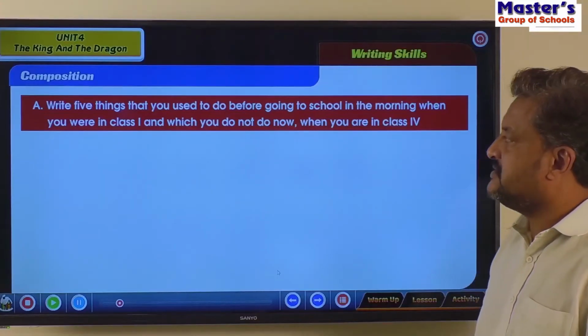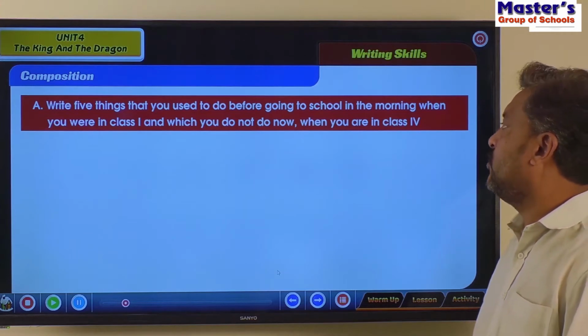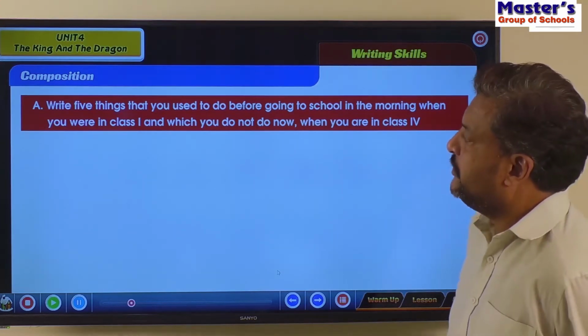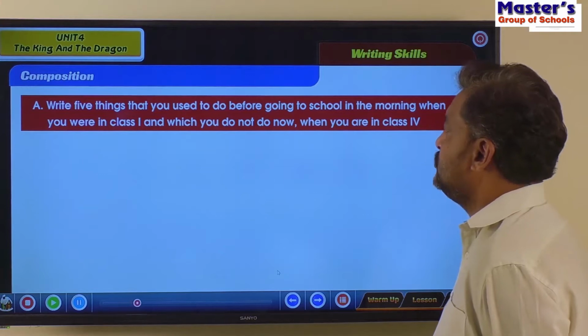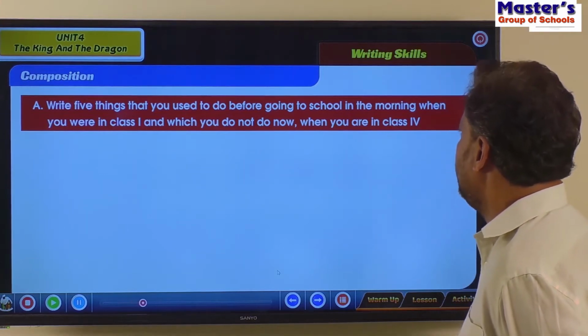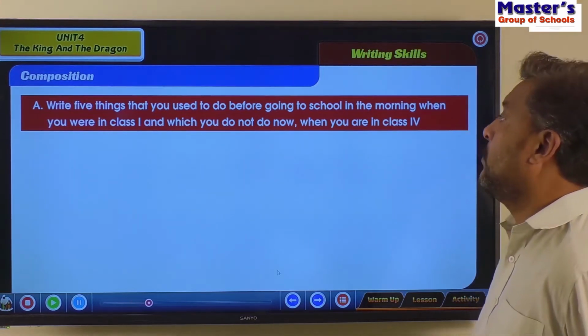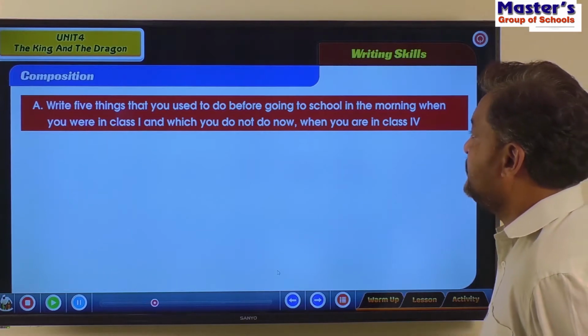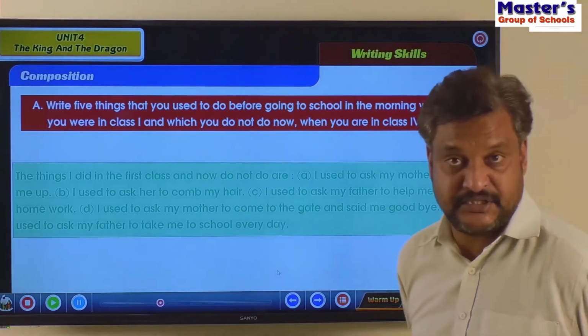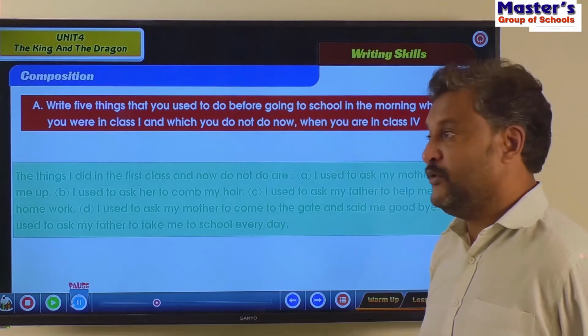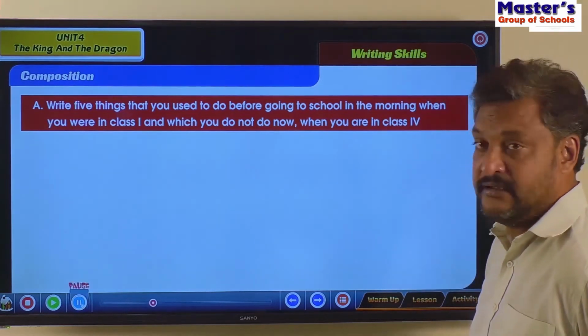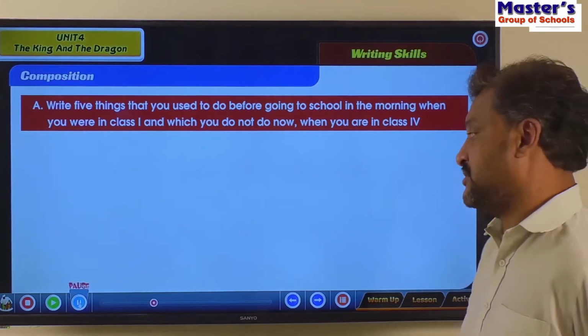Write 5 things that you used to do before going to school in the morning when you were in class 1 and which you do not do now when you are in class 4. So you need to write 5 things which you used to do last year before you go into the class. Now you are in 4th grade and what do you do now is a question, right?